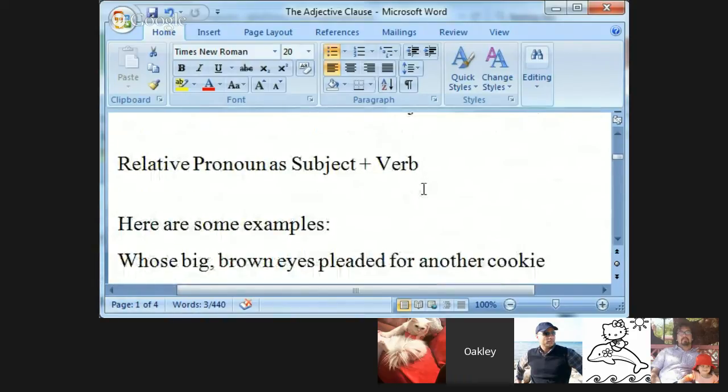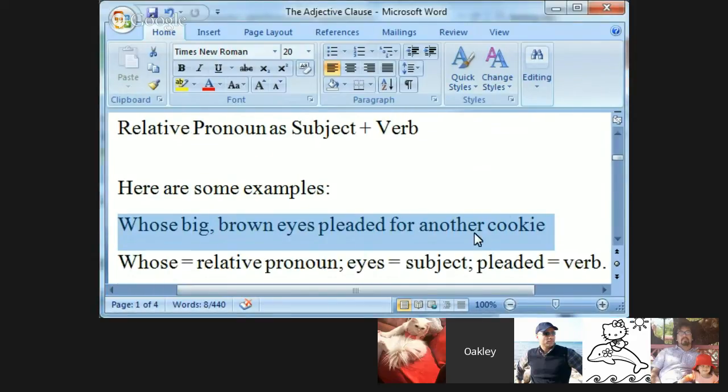You'll see what I mean. I'll come back to that. Here are some examples of an adjective clause, or a relative clause. Let's take a look at this, and then I'm going to have you guys actually complete this sentence.